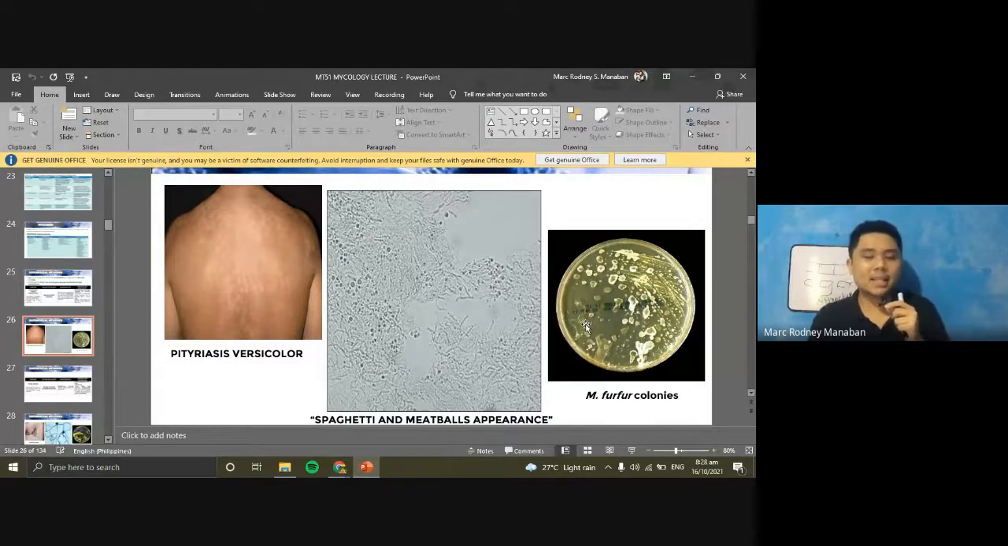But again, it's not that invasive. It's not life-threatening, and it can be treated through ointments, topical skin ointments. Okay, that's for pityriasis versicolor, tinea versicolor.